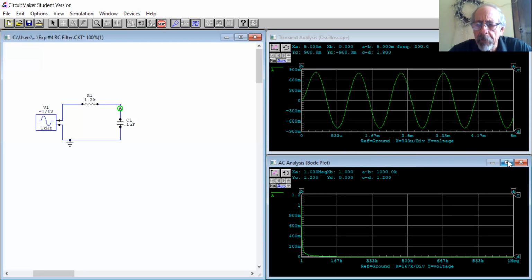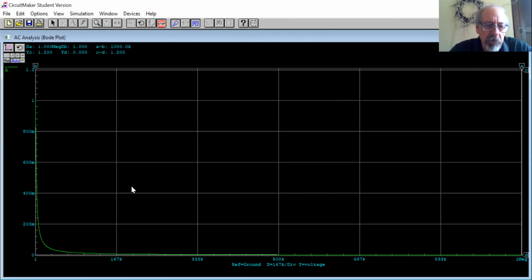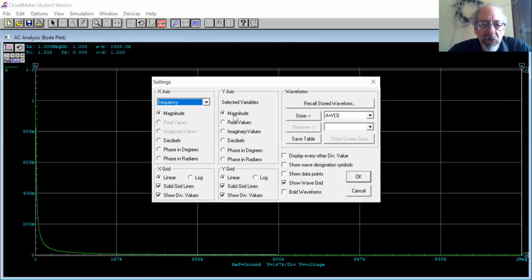And I'm going to blow this up. So you take a look at the bottom scale, 1 to 1 megahertz. That's a vast range in frequency, and it's set up basically as a linear scale right now with 500 kilohertz in the center. I'm going to change that, go up here, and change the x-axis this way to a log scale. And let's just hit OK.